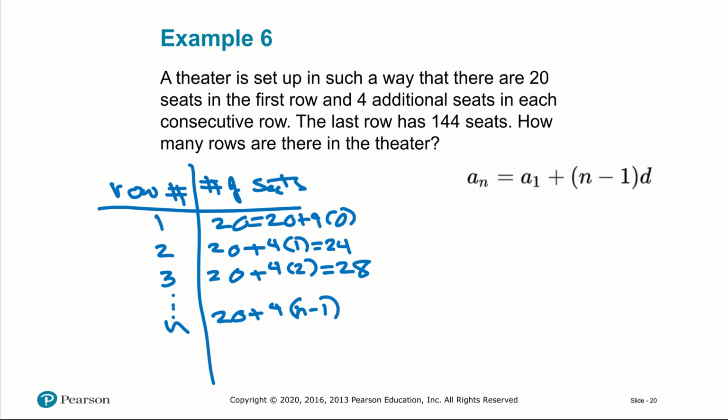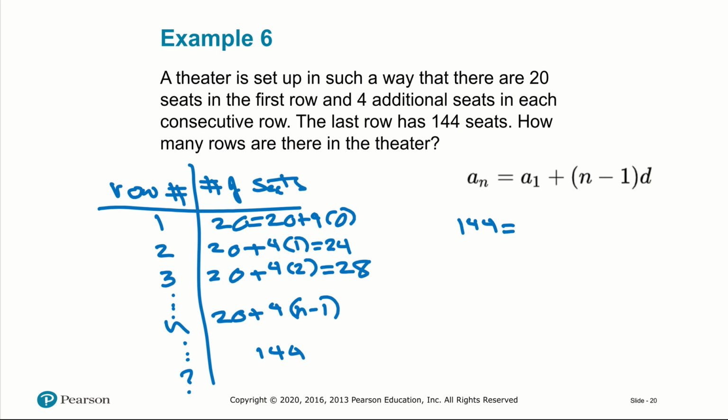Okay? And what we're interested in knowing is how many rows would correspond to 144, right? So basically, our equation is going to look like this.